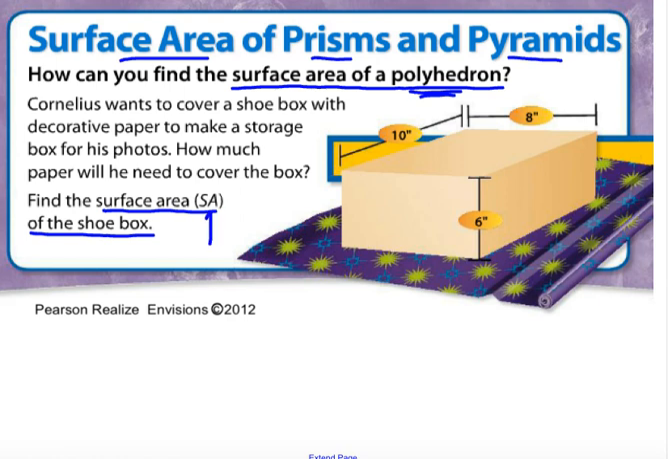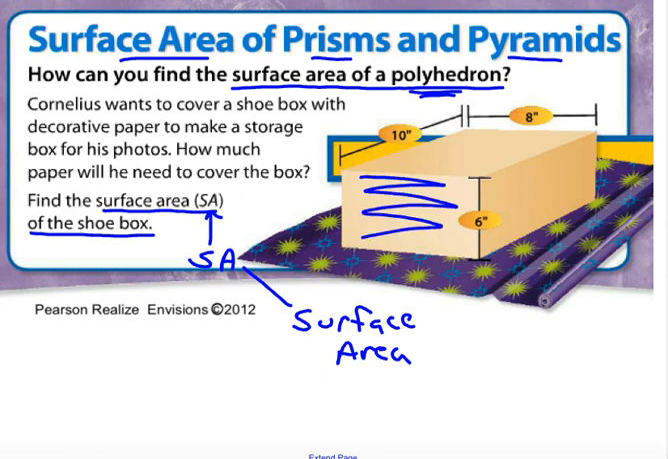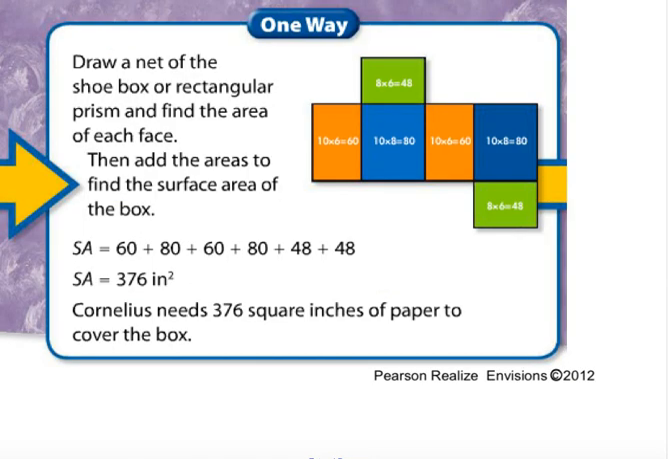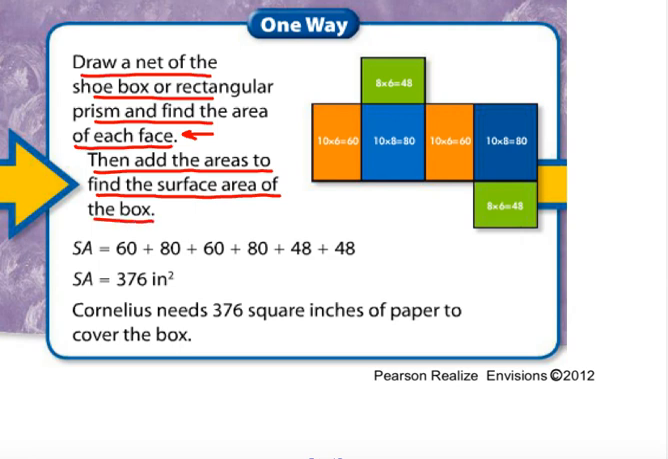So when you see the letters SA, they are talking about the surface area, okay? And then there are various formulas for figuring out the surface area of a polyhedron. The book then goes on to give us some examples. One of the ways that they would tell you to do it would be to draw a net of the shoebox or rectangular prism and find the area of each face. Then add the areas to find the surface area of the box.